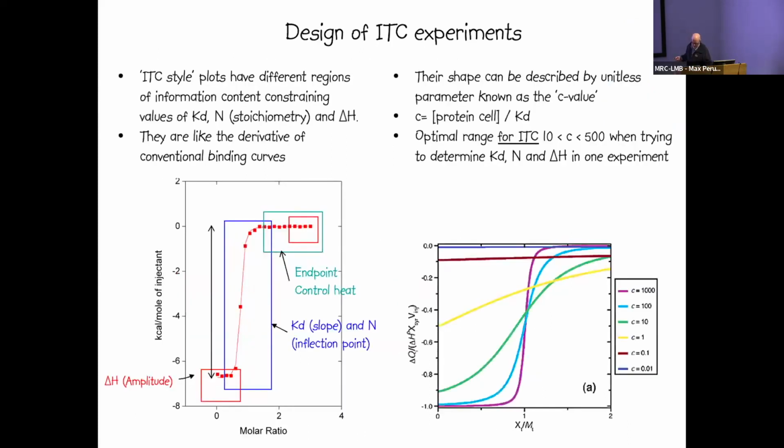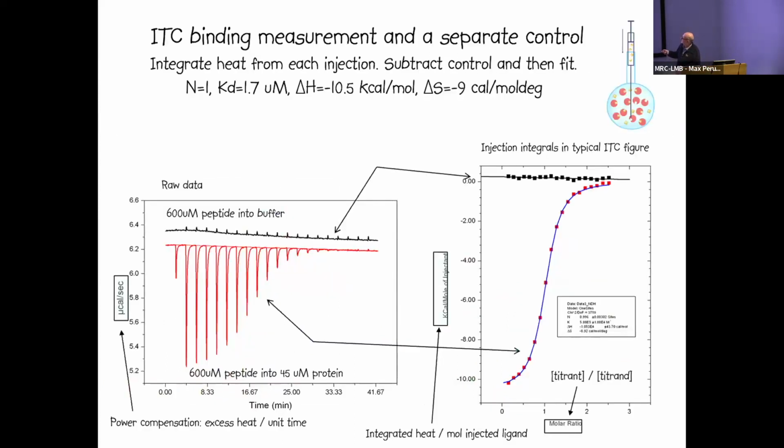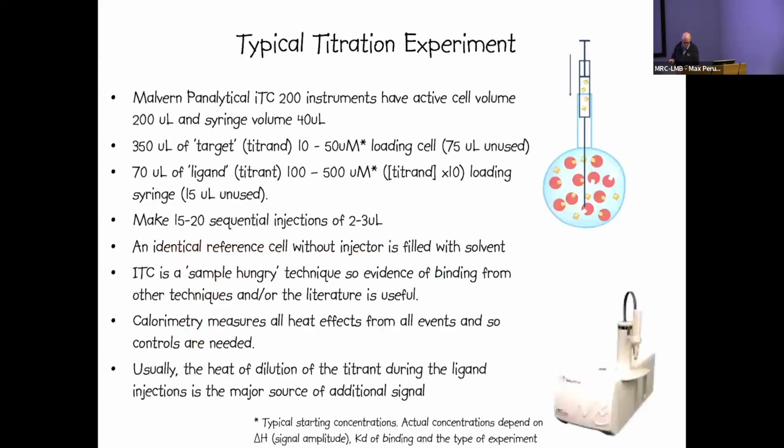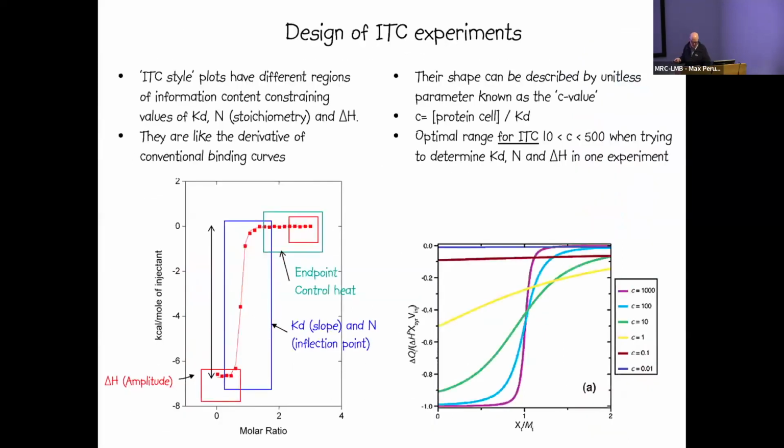So these plots with which ITC data are often displayed are slightly unusual in the world of binding measurements. But it's interesting to consider how there are actually different regions of these curves and how they contribute to the robustness of your measurement, in terms of constraining the fitting when you come to try and extract the values.